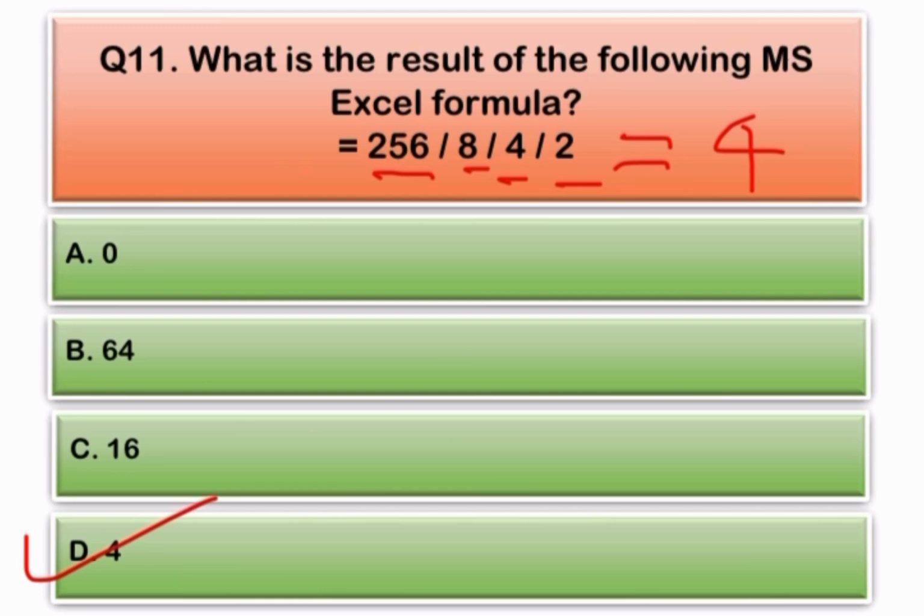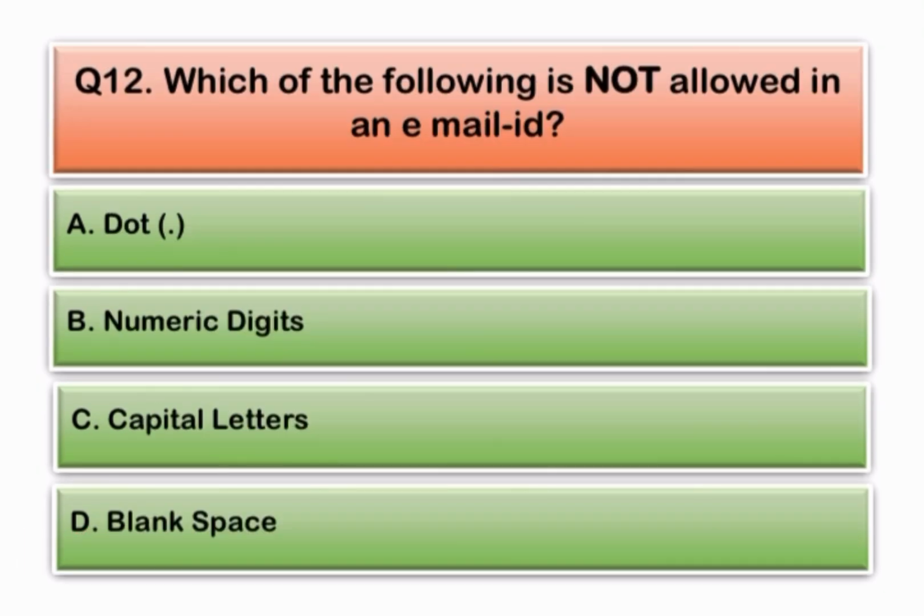It is always from left to right. If you are working with Microsoft Excel and you are writing a formula, it will always be operated from the left side to the right side. So option D is correct for question number 11.